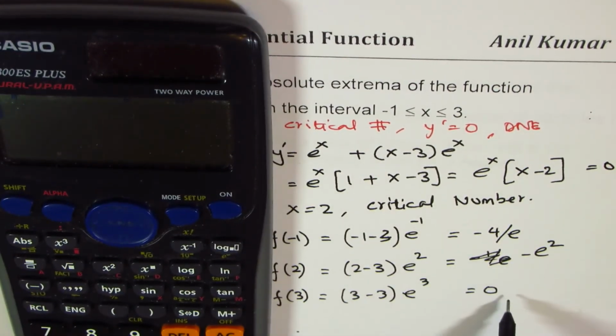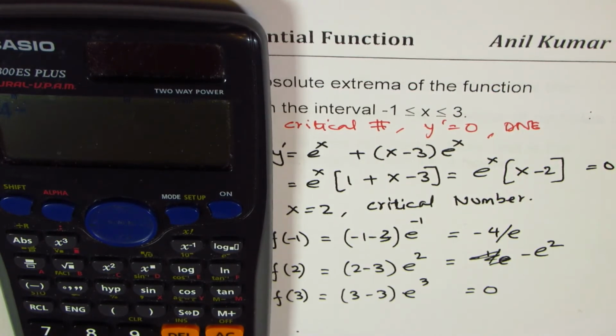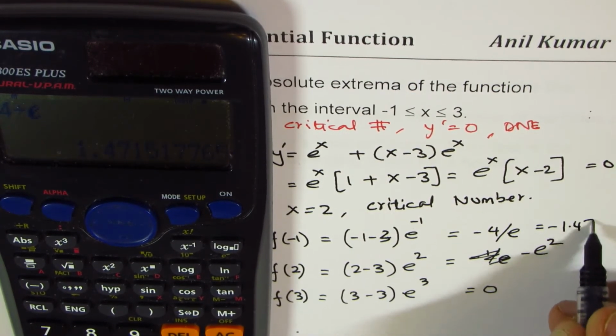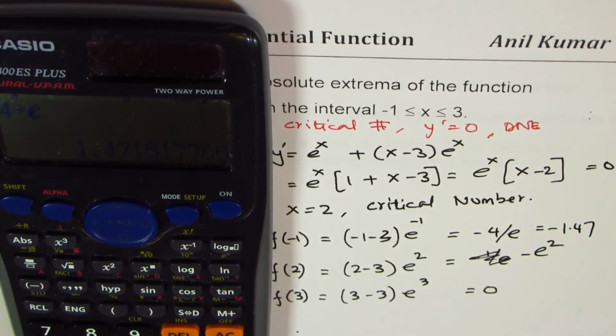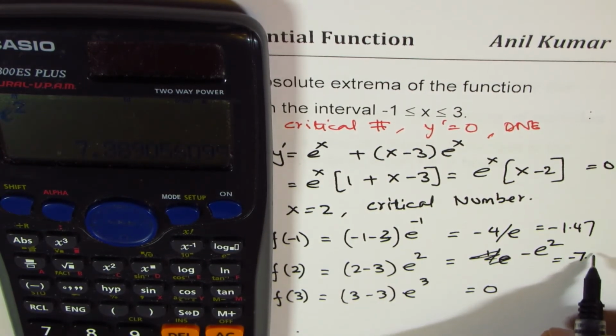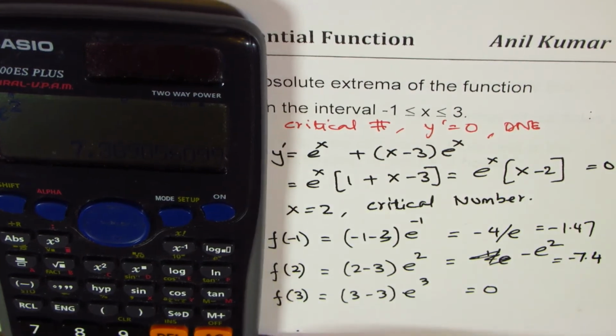Clearly we have an idea now. Okay, so we have 4 divided by e, which gives us negative 1.47, and then we have a negative value. We'll do e square first, right? So we have e square. We'll just make it negative, which is minus 7.4, and this is 0.